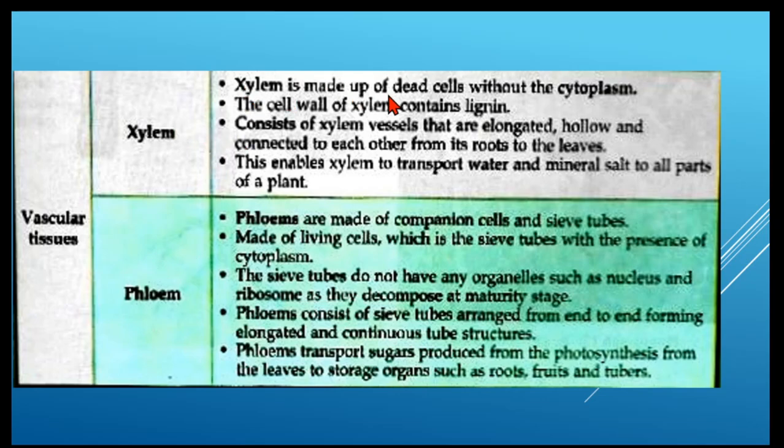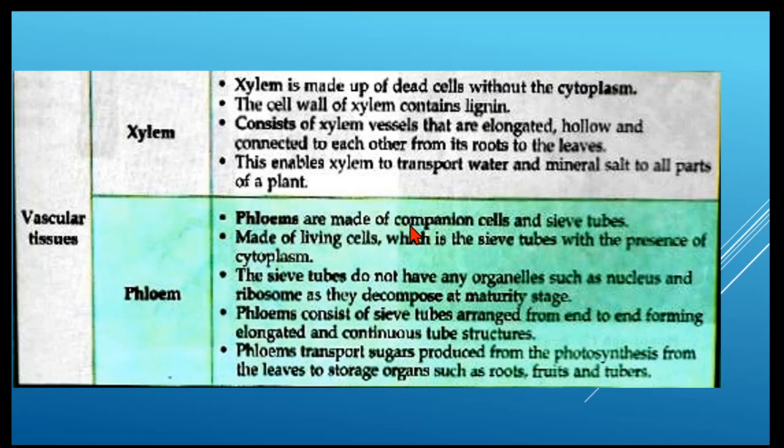Xylem is made up of dead cells without the cytoplasm. The cell wall of xylem contains lignin. It consists of xylem vessels that are elongated, hollow, and connected to each other from the roots to the leaves. This enables xylem to transport water and mineral salt to all parts of the plant. So remember, the function is to transport water and mineral salt.